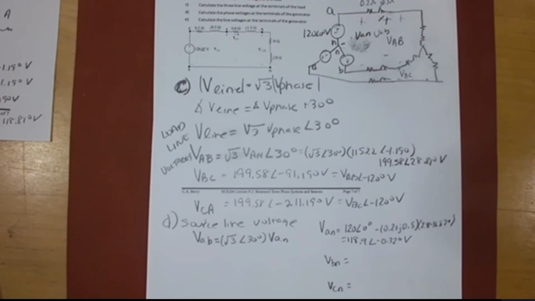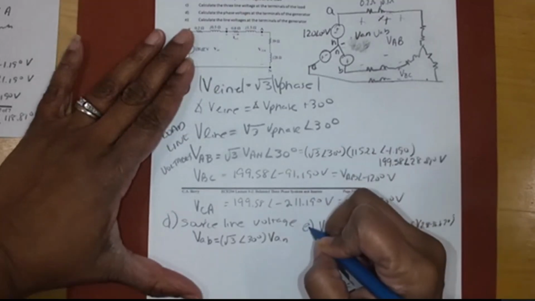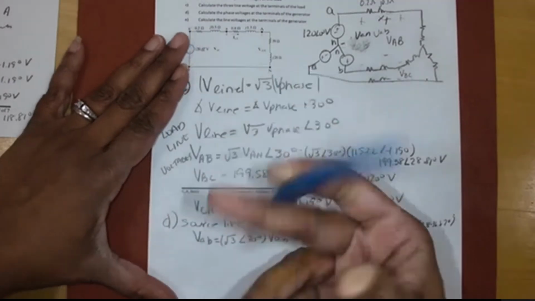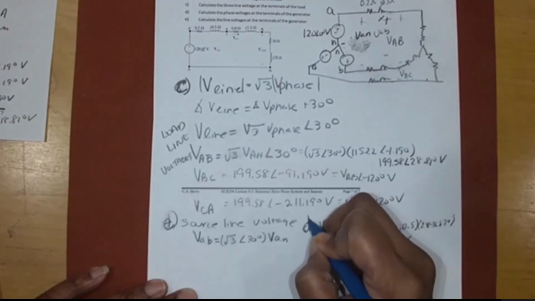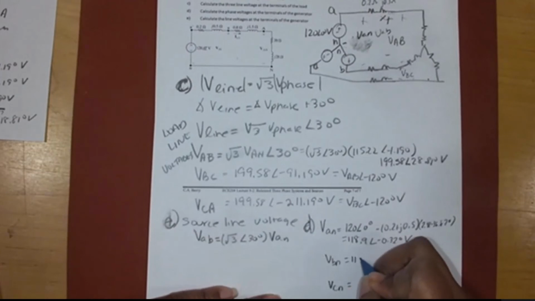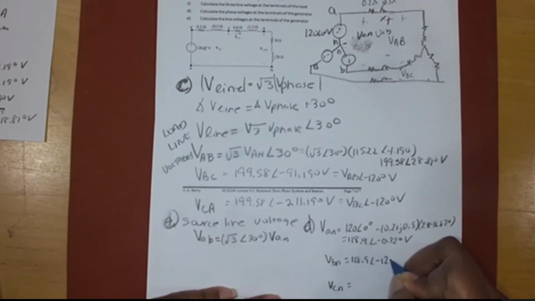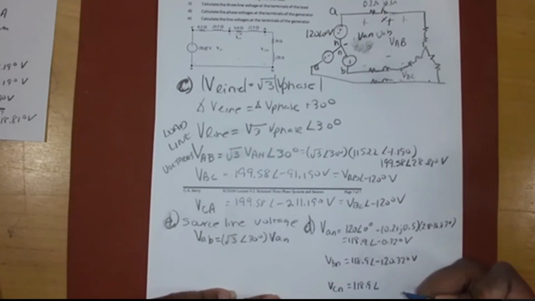Miguel, you have a question? What's VBN? And actually, I reversed these. This is part D of the question, and this is part E of the question. Okay. So you're going to delay them by 120. So this is 118.9 with an angle of negative 120.32 degrees. And this one is also 118.9 with an angle of negative 240.32 degrees.